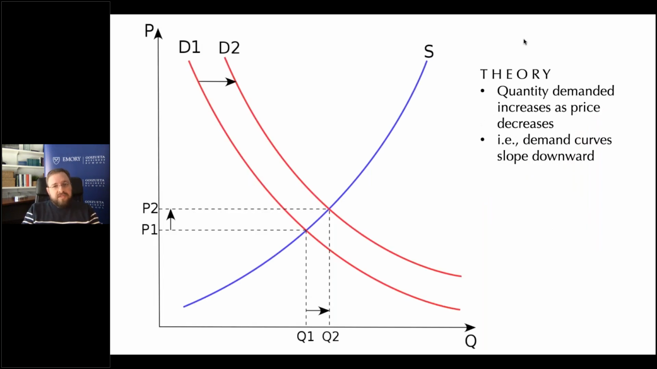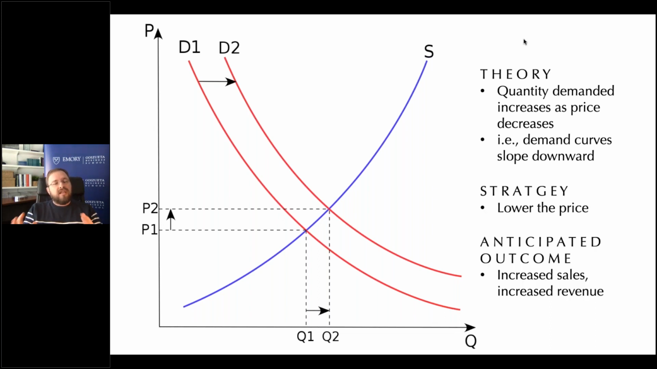that demand curves slope down, that as you decrease the price, there's going to be more people who would be willing to pay that price, and sales will therefore go up. From that theory, we developed the strategy and then the anticipated outcome. Now, as far as theories go, this is a really good theory. There's a reason that it's taught in your first semester of economics. It's very, very often true. This is a really reliable theory.